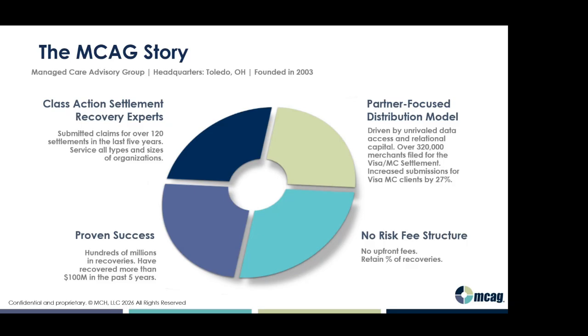And MCAG has been filing into class action settlements for over 20 years, and we've represented clients in more than 120 cases. We are partnered with over 30 state hospital associations, as well as large consulting firms, pharmaceutical benefit managers, data clearinghouses, and others to provide this service. Our partners are a very valuable source of data that we can often rely on to assist in the claims filing process. And as a result, we've recovered over $500 million for more than 11,000 clients.